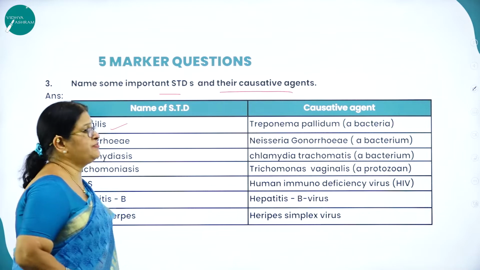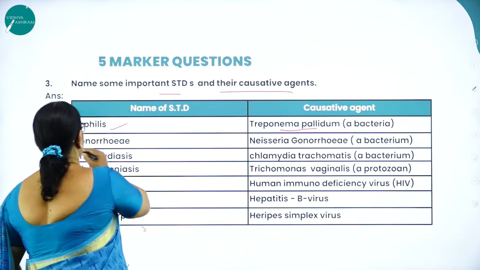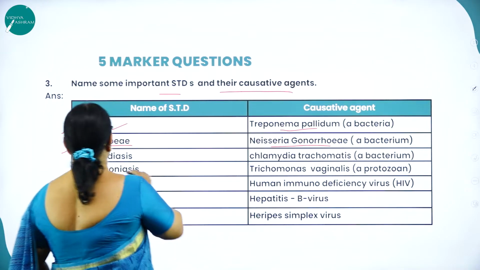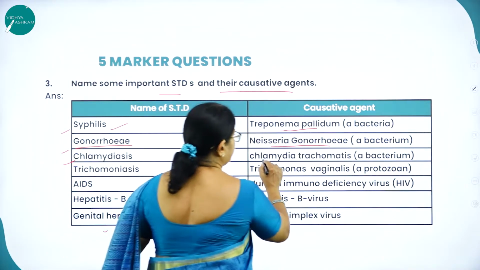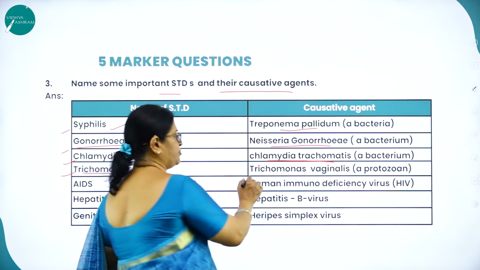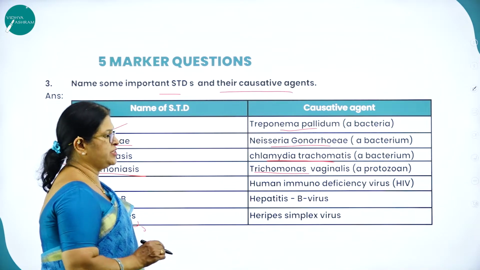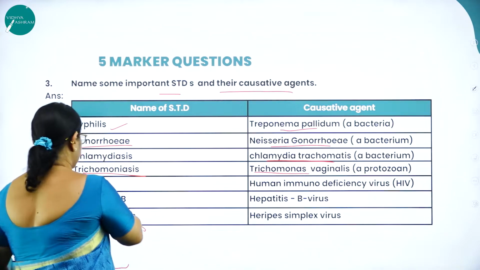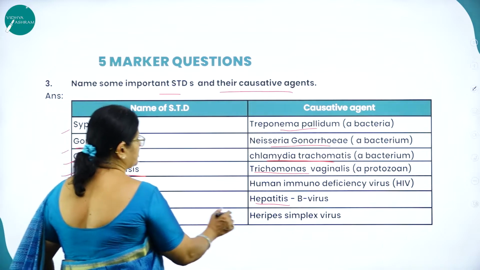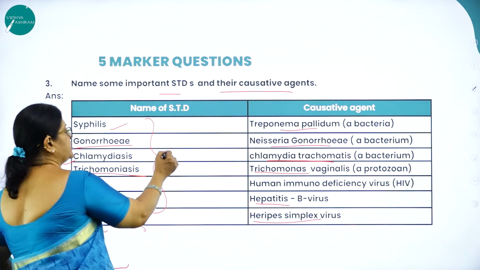Syphilis: the causative organism is Treponema pallidum, a bacterium. Then gonorrhea, that is Neisseria gonorrhoeae, which is a bacterium. Then chlamydiasis, Chlamydia trachomatis, a bacterium. Then trichomoniasis by Trichomonas vaginalis, a protozoan. Then AIDS, which all of us know is caused by the human immunodeficiency virus, that is HIV. Then hepatitis B by the hepatitis B virus. Then genital herpes by the herpes simplex virus. So all these are the STDs.